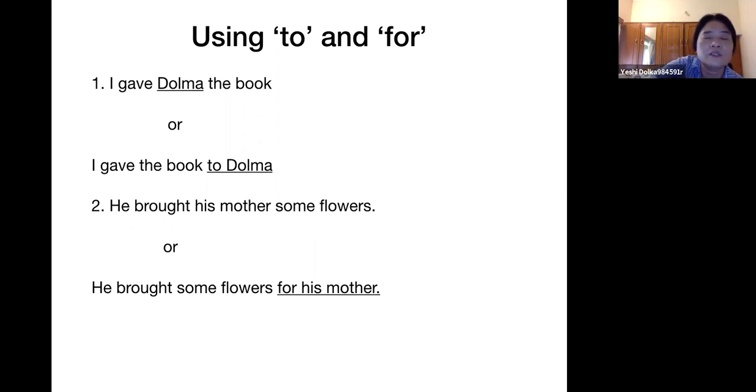It comes after the direct object. I gave the book to Dolma. Similarly, he brought his mother some flowers. You can put a to, or here you have to put for, because brought takes for. All right. He brought his mother some flowers. You say he brought some flowers for his mother.